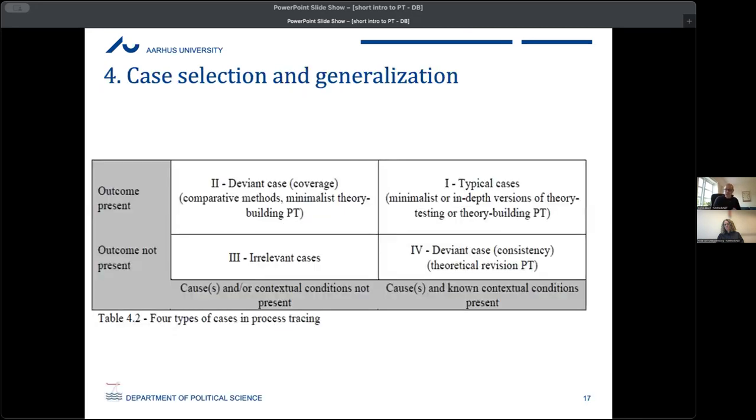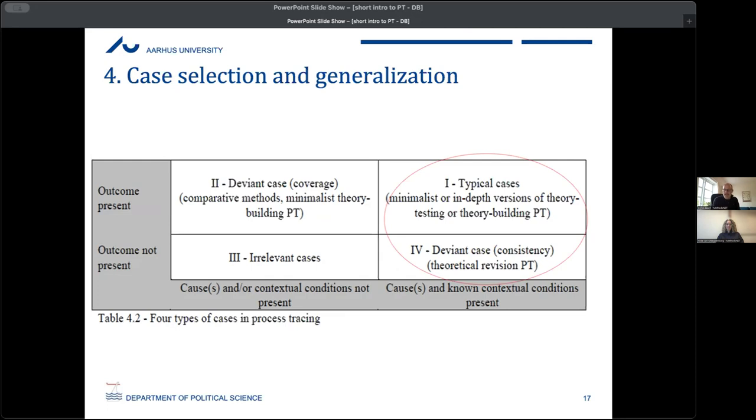Real briefly, and then we'll have some time for questions. Process tracing is basically interested in, you could say, positive cases where we have an outcome and we have a cause and known context present. There's no reason to trace a process in a case where your cause and outcome are not present.